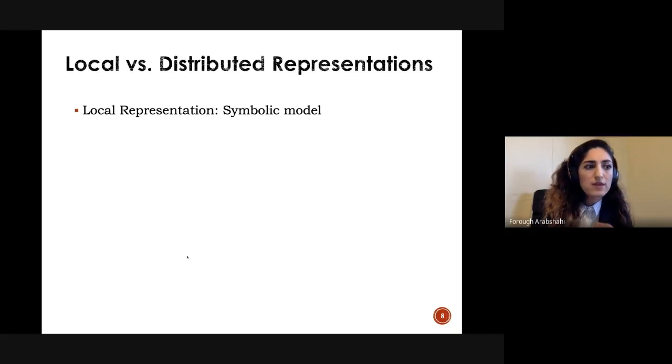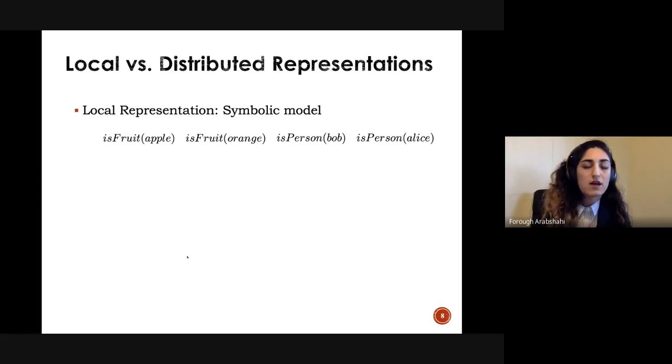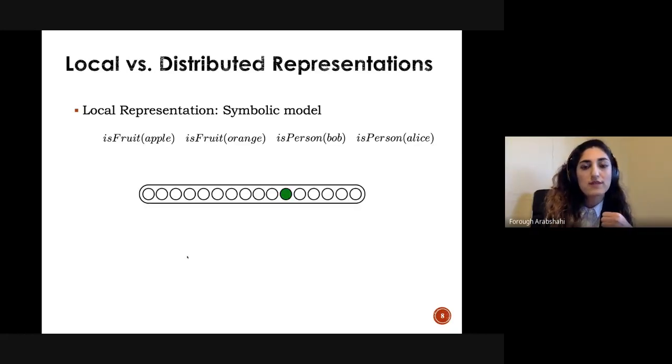So in the symbolic space, representations are local. Let's say I have a domain in which I have two fruits, apple and orange, and two people, Bob and Alice. If I want to represent this knowledge in a symbolic language, this is how I would define it. And the way I would store this symbolic knowledge in the computer is to store it locally. So let's say I want to store apple. One thing I can do is to store it in a single location in the memory. You can think of it as a one-hot vector, where I have a 1 for symbol apple and 0 everywhere else. And we can do the same for orange by storing it in another location. And if we go about representing symbols this way, what happens is that from the perspective of the computer, we can replace these symbols with random symbols A, B, C, and D, and nothing changes.